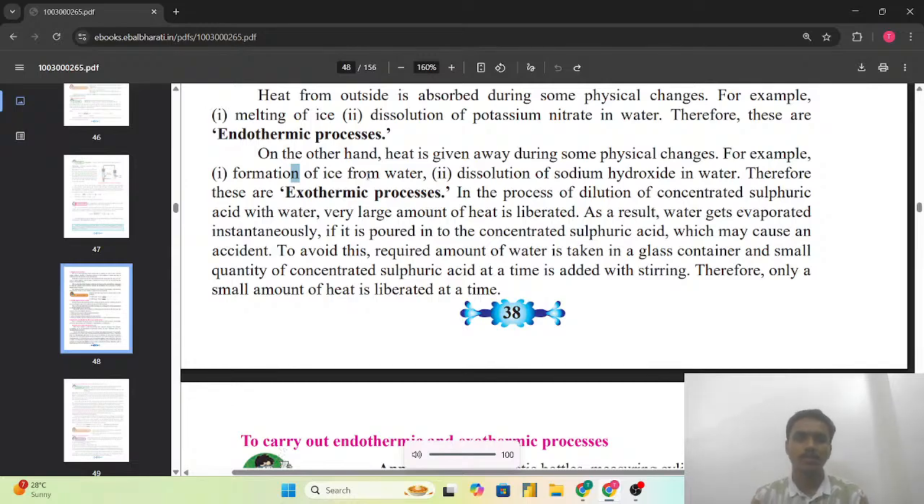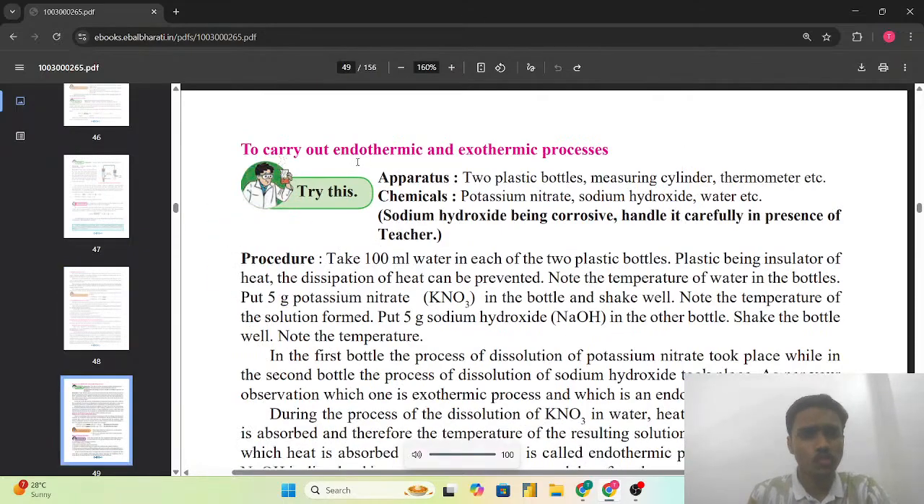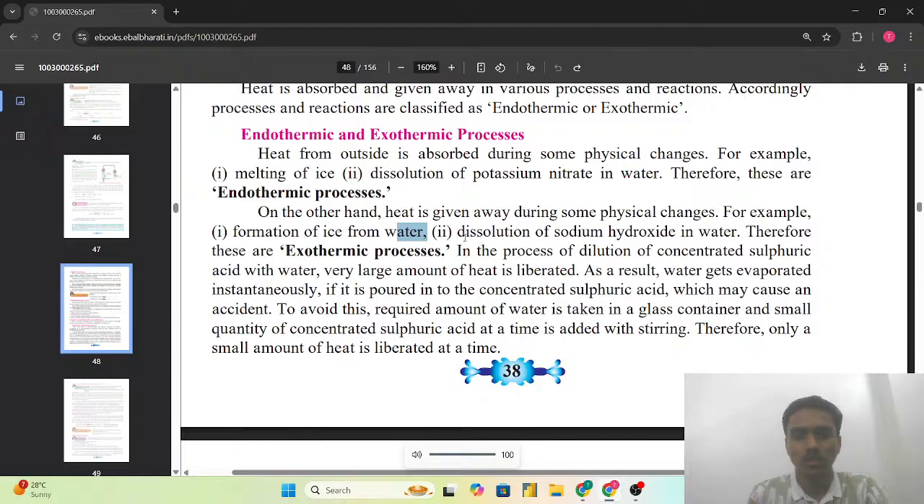Here is the example of the formation of ice from water. We have seen melting of ice, where we provide heat to the ice cube; if the heat gets extracted from that water, it leads to the formation of ice. We have also seen the dissolution of sodium hydroxide in water. When we add NaOH to water, heat gets evolved or is given out. Such types of reactions are called exothermic processes or exothermic reactions.